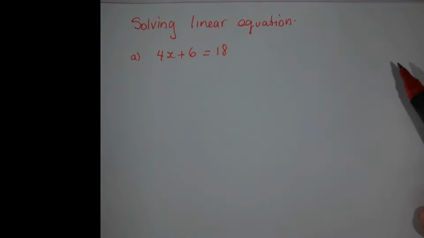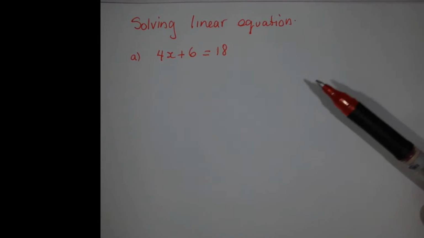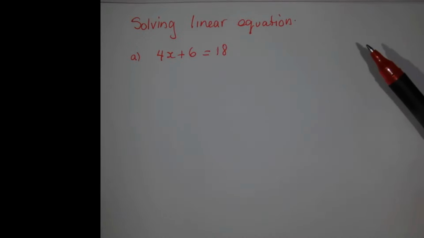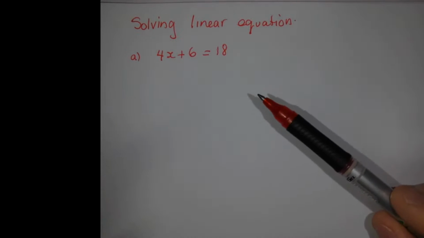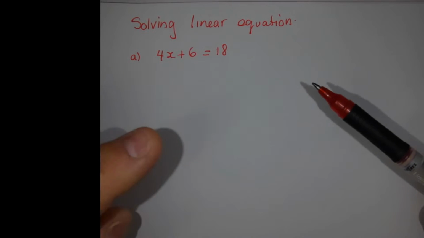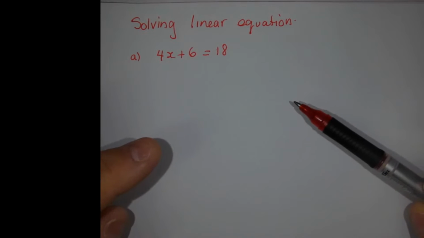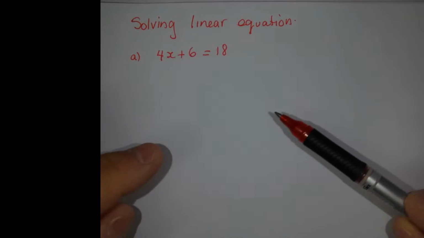And remember, in class what I've said is that you look at a linear equation and you need to think of it as a balanced scale. What happens to a balanced scale? A balanced scale is always balanced, and if you remove something from the one side of the balance, you need to remove it from the other side so that you keep the balance between the two.